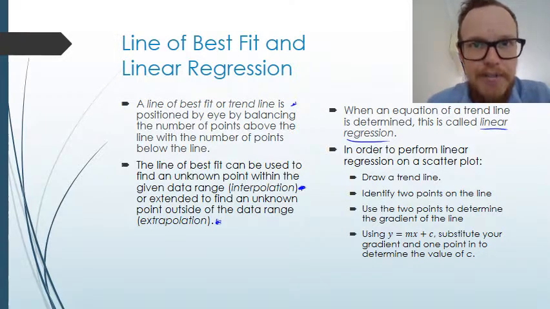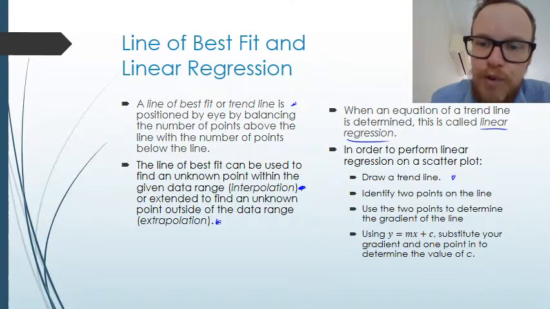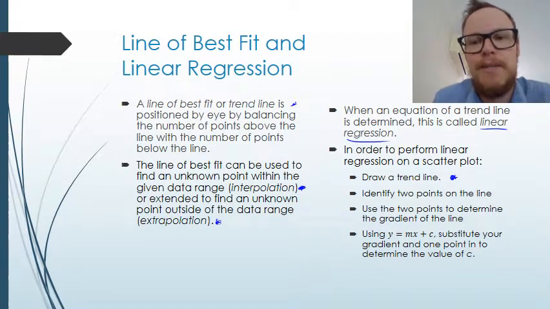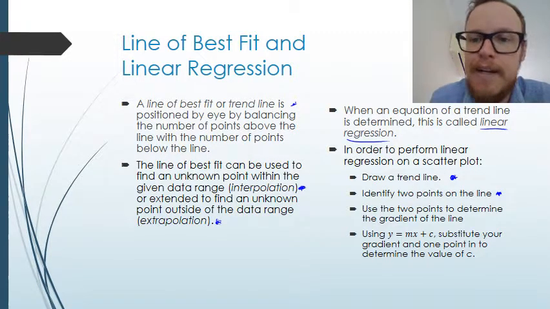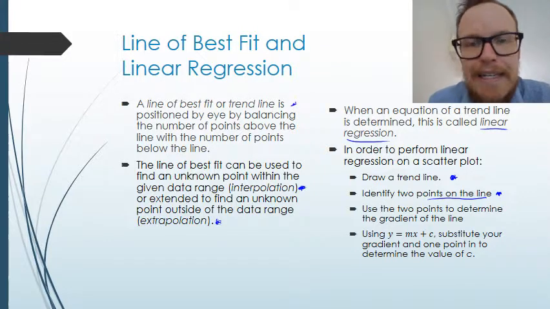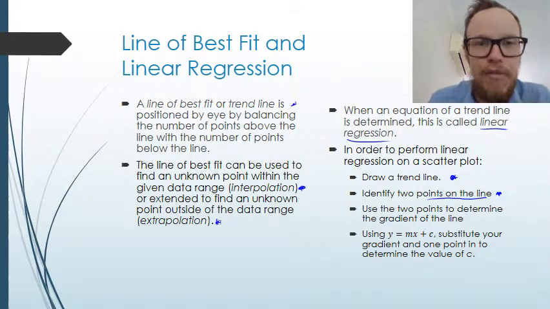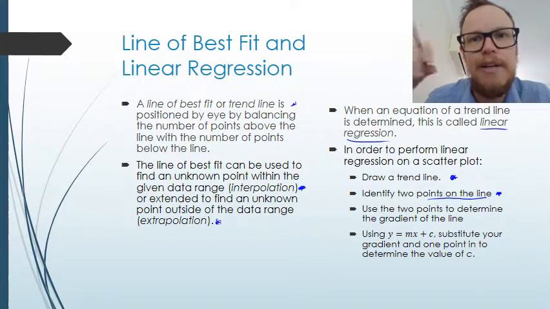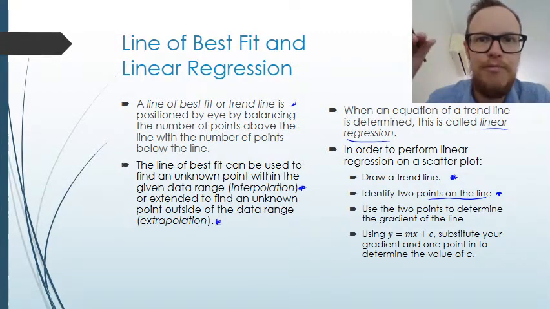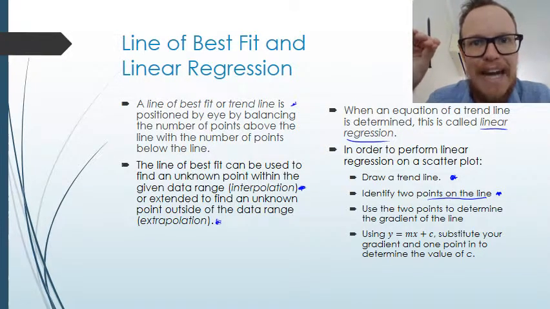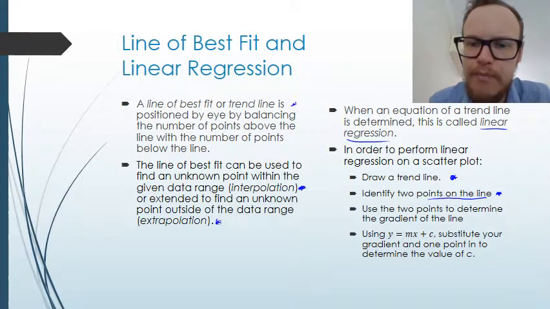So these are the steps that we need to perform a linear regression on a scatter plot. We draw our trend line first by hand, by eye, trying to balance those points. Identify 2 points on the line. This is very, very important. They need to be on the line, otherwise they're not going to describe that trend. If you use some of the data points that are off the line, then it's not going to work. Sometimes you might need to just choose any 2 random points on the line that aren't actual data points to be able to find the equation of the line accurately. It's very important to do that.